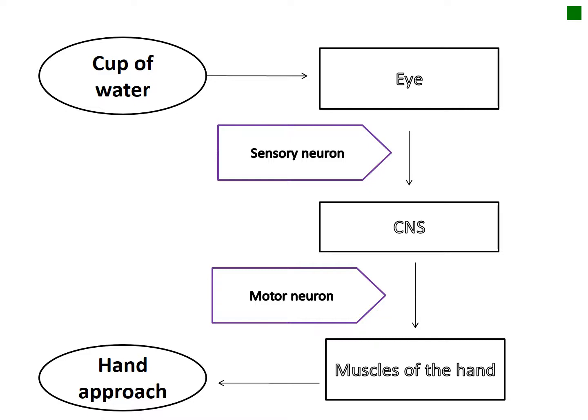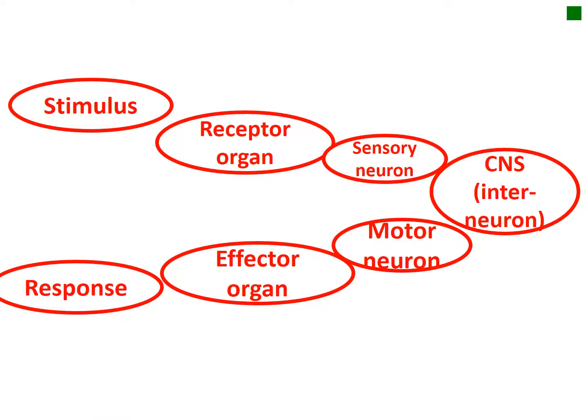So the cup of water, I saw it using my eye through a sensory neuron. I send a message to the central nervous system. The central nervous system integrates and analyzes it, and sends a message through the motor neuron to the muscles of the hand, which are the effector organs, to approach the cup and hold it. So this is the pathway.